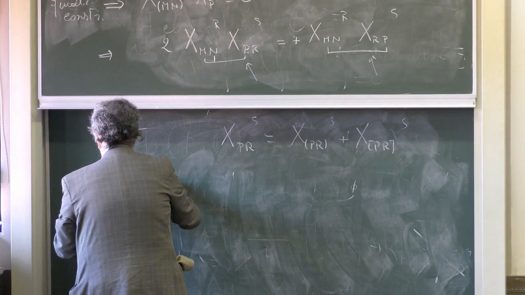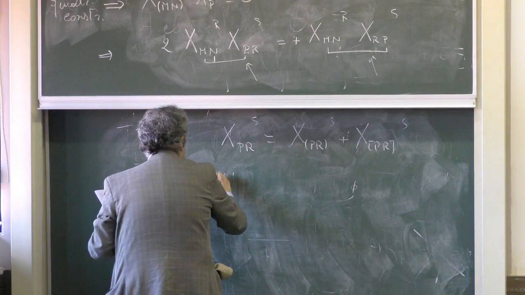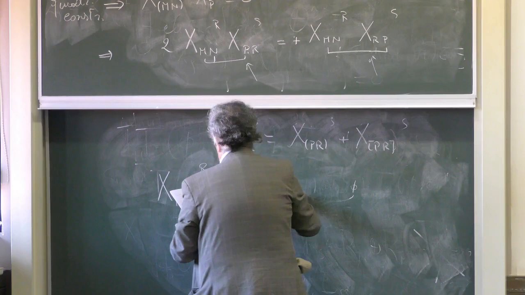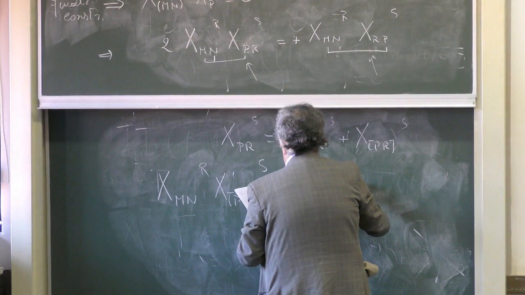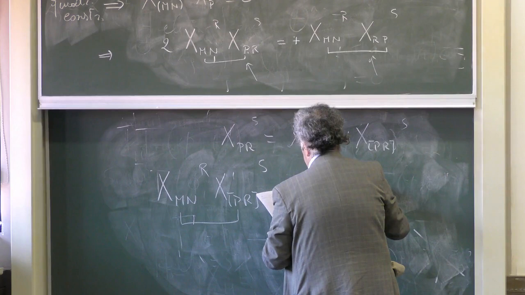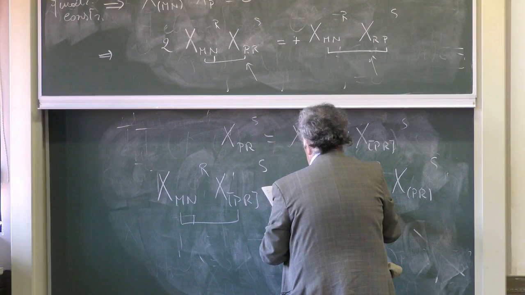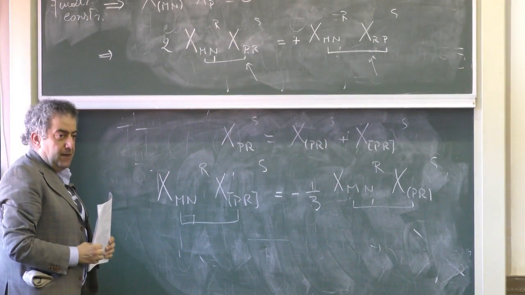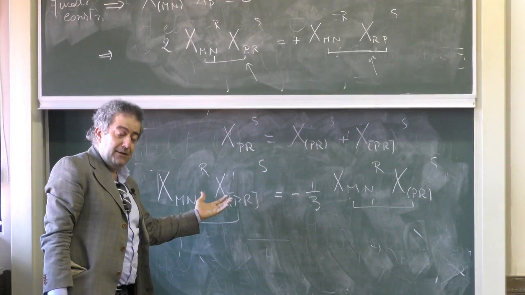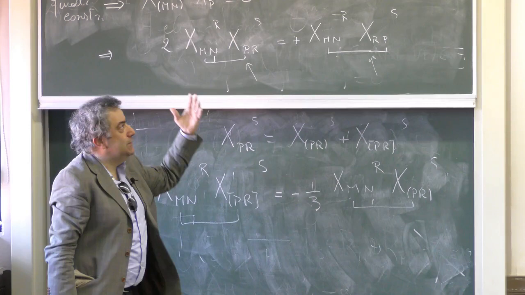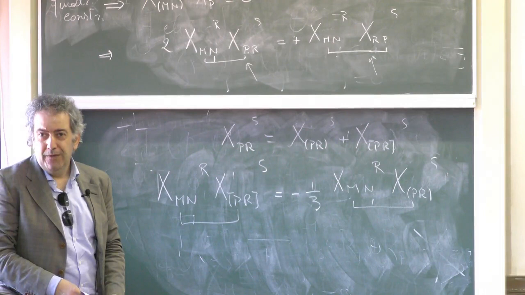X_{mn}^r X_{pr}^s is equal to minus 1/3 X_{[mn}^r X_{p]r}^s, where these are anti-symmetrized, m n on both sides. But now you can see that the right hand side can be written as the Jacobinator. That is the combination of the structure constants which should be zero if the Jacobi identity were to hold, but which is not zero. So we can write this in this form here.